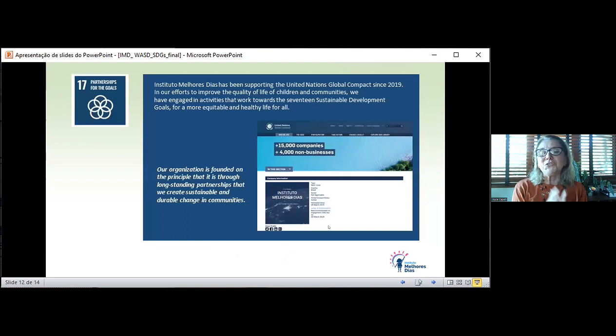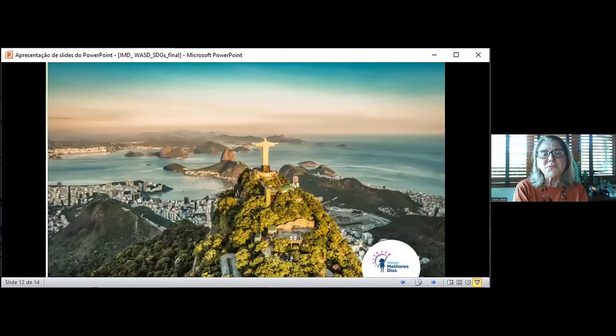So Instituto Melhores Dias has been supporting the United Nations Global Compact since 2019. So we are part of it. And our organization is founded on the principle that it is through long-standing partnerships that we create sustainable and durable change in communities. And I'm going to finish this with this beautiful picture of Rio with Jesus with his open arms, opening the arms for all of us, for these beautiful words that we have. And we are all part of it.